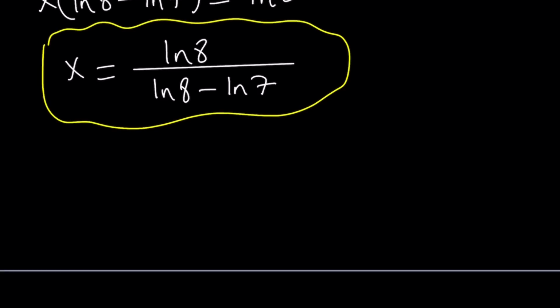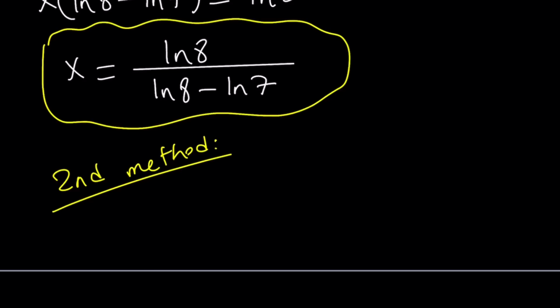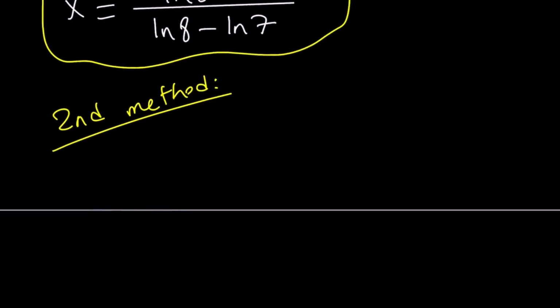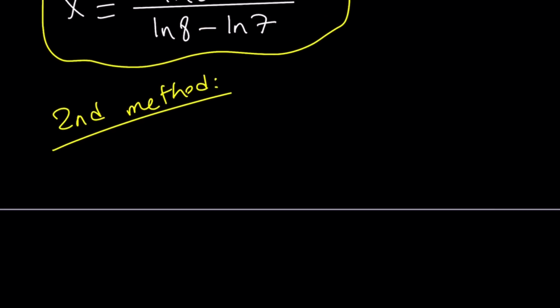But I want to do my second method next. I try not to start with the second method because last time in a video you probably noticed that I started off with the second method, but the first method I also called second method. Anyways, shame on me. So it's 8 to the power 8 to the power x minus 1 equals 7 to the power x.